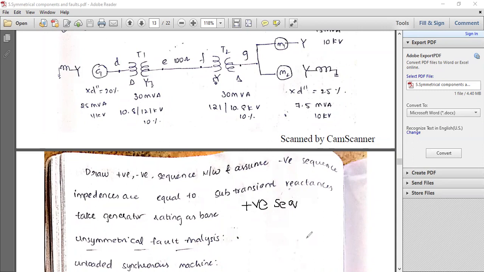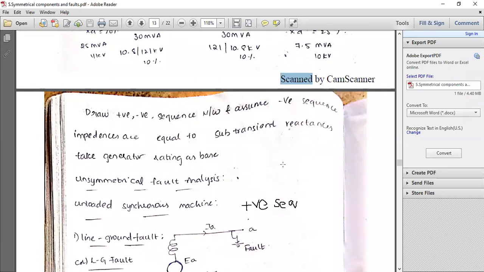Positive sequence, right? Now you see here, first of all, I'm going to draw the positive sequence network. Just simply, this is the generator section, positive sequence. In the positive sequence network, you must have the voltage source. This is the generator section, which is connected in series with the transformer section, which is now connected to the transmission line section.